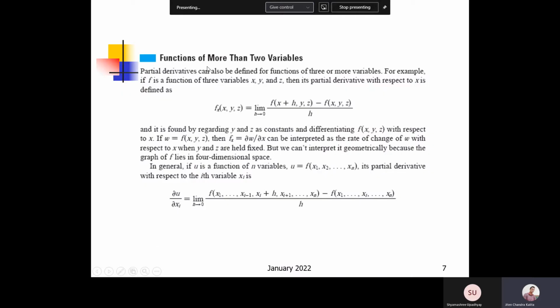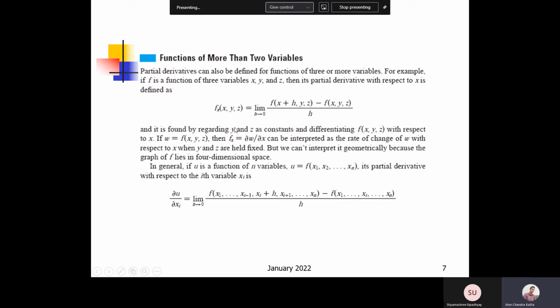but we can consider a function of more than two variables also. If I consider a function of three variables, then the partial derivative of f with respect to x is simply this: you are going to keep all the other variables except x constant. It is going to be defined like this.